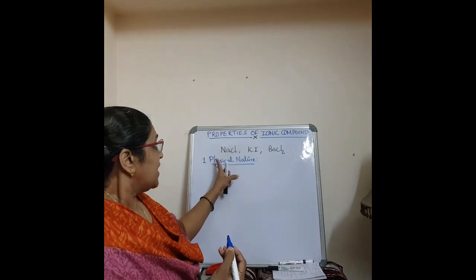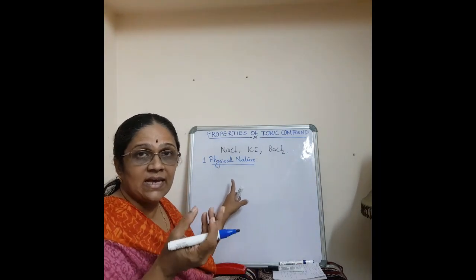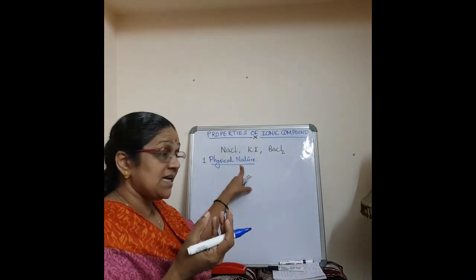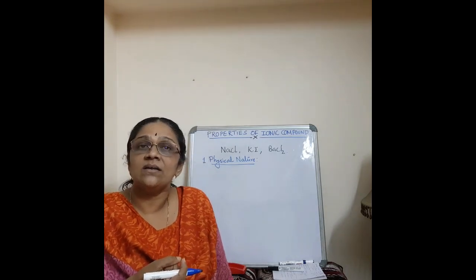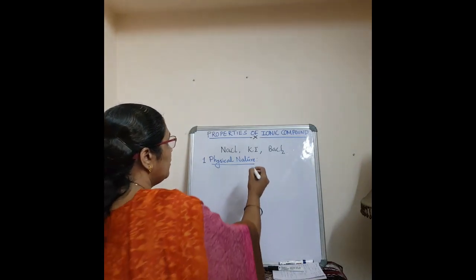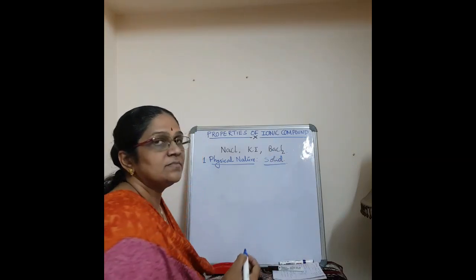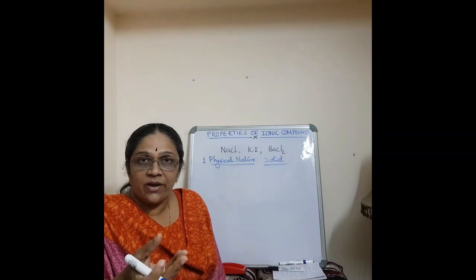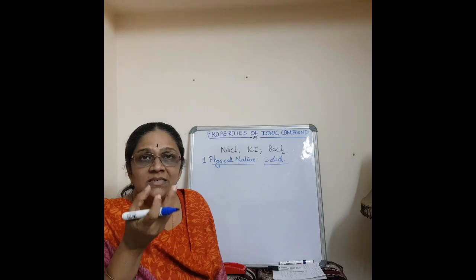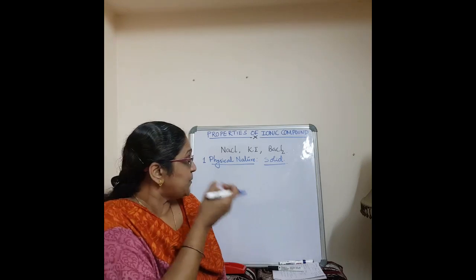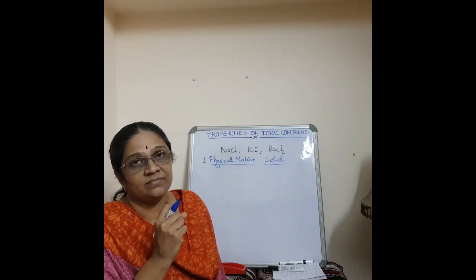So the physical nature means how it looks, whether it is a solid or a liquid or a gas. That is the physical state of it. Generally the ionic compounds are solid in nature. For example, sodium chloride is a white solid, isn't it? It has a crystalline lattice, a crystalline solid. Likewise, potassium chloride and barium chloride, etc. are solid in nature.